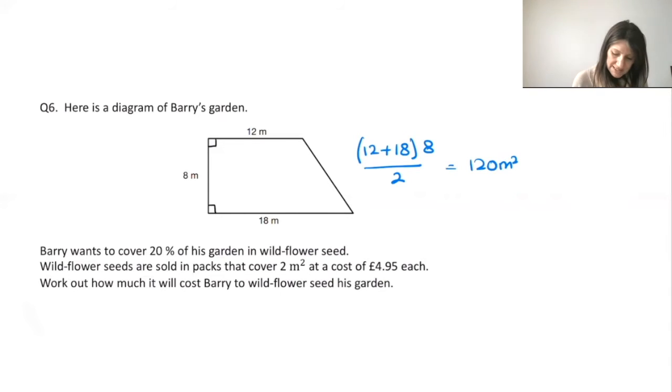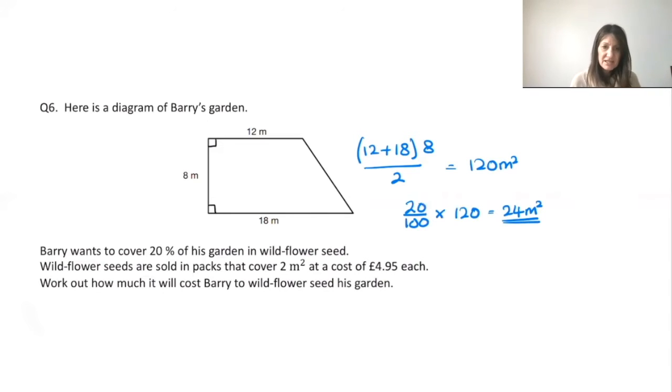Now we want 20% of that. So 20%, 20 out of 100 times by 120, and you've got your 24 meters squared. That's the area that he wants to put wildflower seed over.